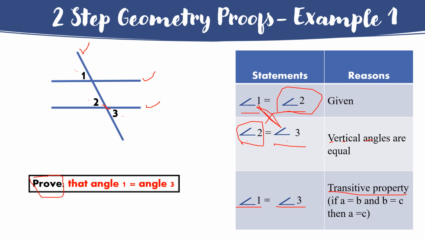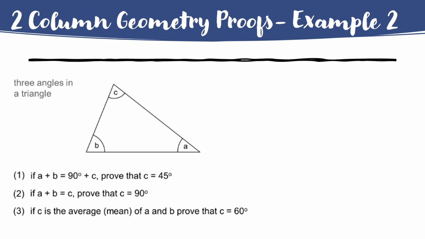The transitive property of geometry and math will help you in a lot of your math classes, not just geometry. So please make sure you don't forget this property. Here's another example. You have three angles in a triangle. You have angle A, you have angle B, and you have an angle C. So we're going to work each one of these. First, we're going to work this one. If A plus B equals 90 plus C, prove that C is equal to 45.